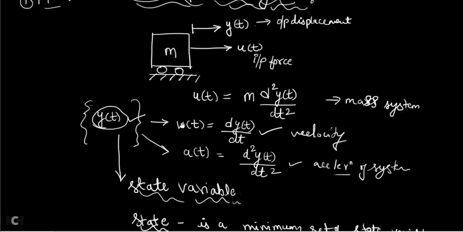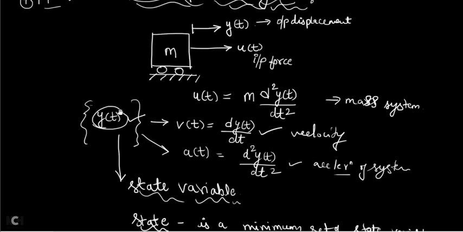Now similarly, what can we write? We can write v of t is equal to dy by dt. Correct? You know that if you differentiate a displacement, then you get a velocity. So v stands for the velocity of the system. Similarly, how to find the acceleration of the system? a of t is equal to d square by dt square of y of t. So if you know this displacement y of t, from that you can calculate velocity v of t, and from that again you can calculate acceleration a of t. So if you know y of t, you can calculate velocity and acceleration from it.